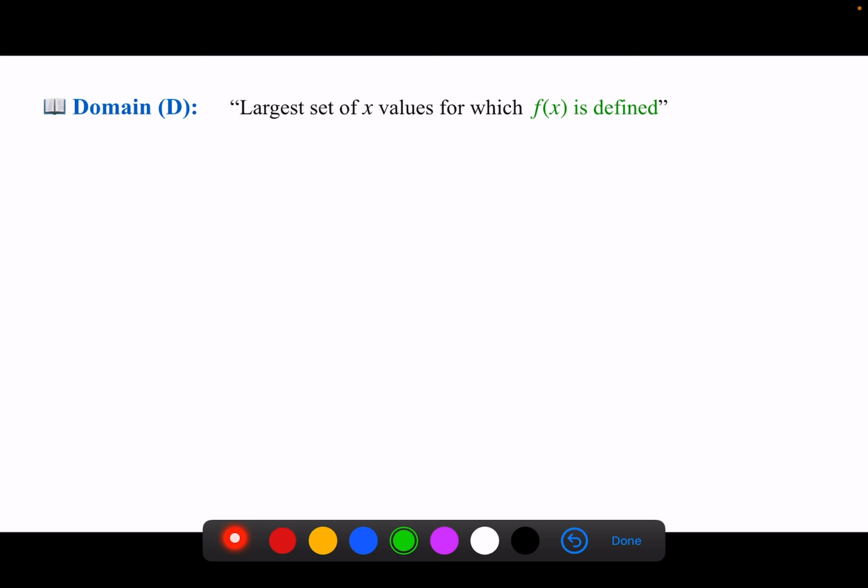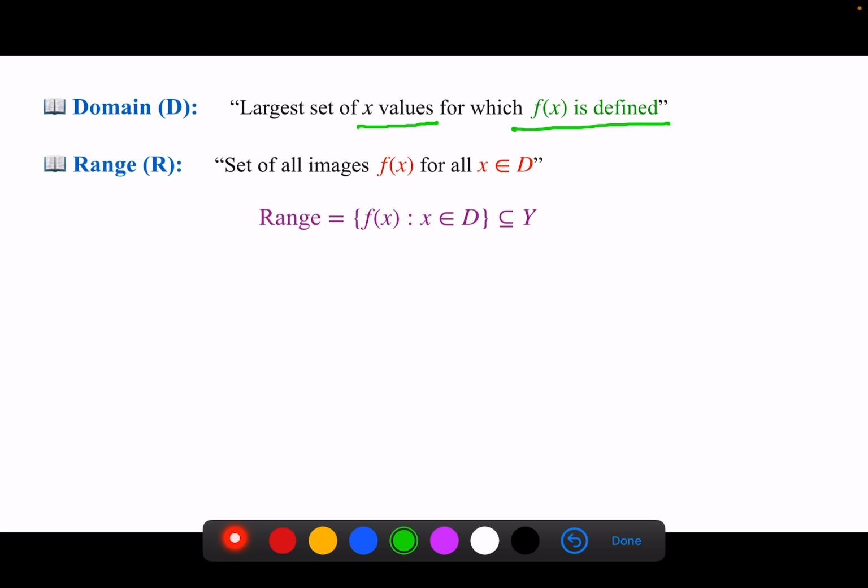Domain is the largest set of all input values x for which the function is mathematically defined. We can say domain has all allowed values of x, all possible values of x. Range is the collection of all possible output values of the function, or we can say it is the set of all images.